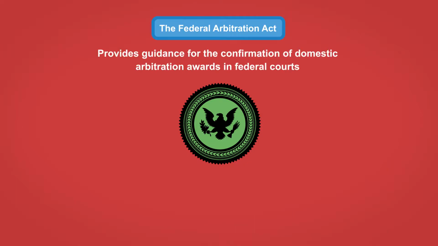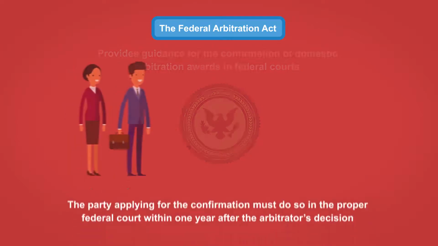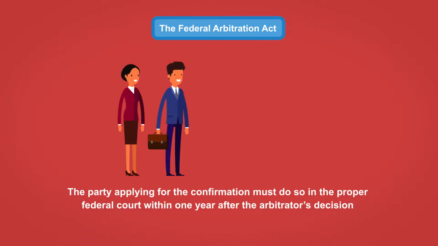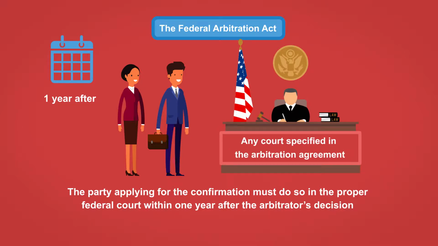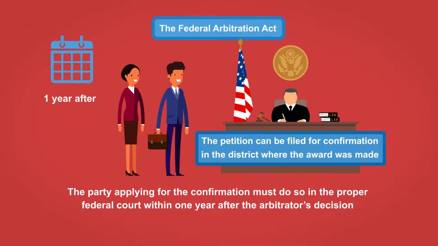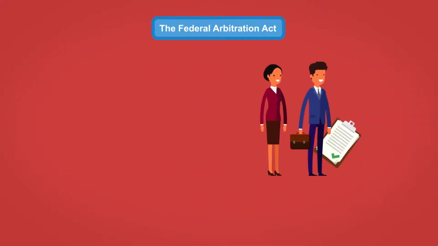The federal government has well-rooted policies on how an award is confirmed. The Federal Arbitration Act provides guidance for the confirmation of domestic arbitration awards in federal courts. The party applying for the confirmation must do so in the proper federal court within 1 year after the arbitrator's decision. The proper court is any court specified in the arbitration agreement. If there is no specified court location, the petition can be filed for confirmation in the district where the award was made.